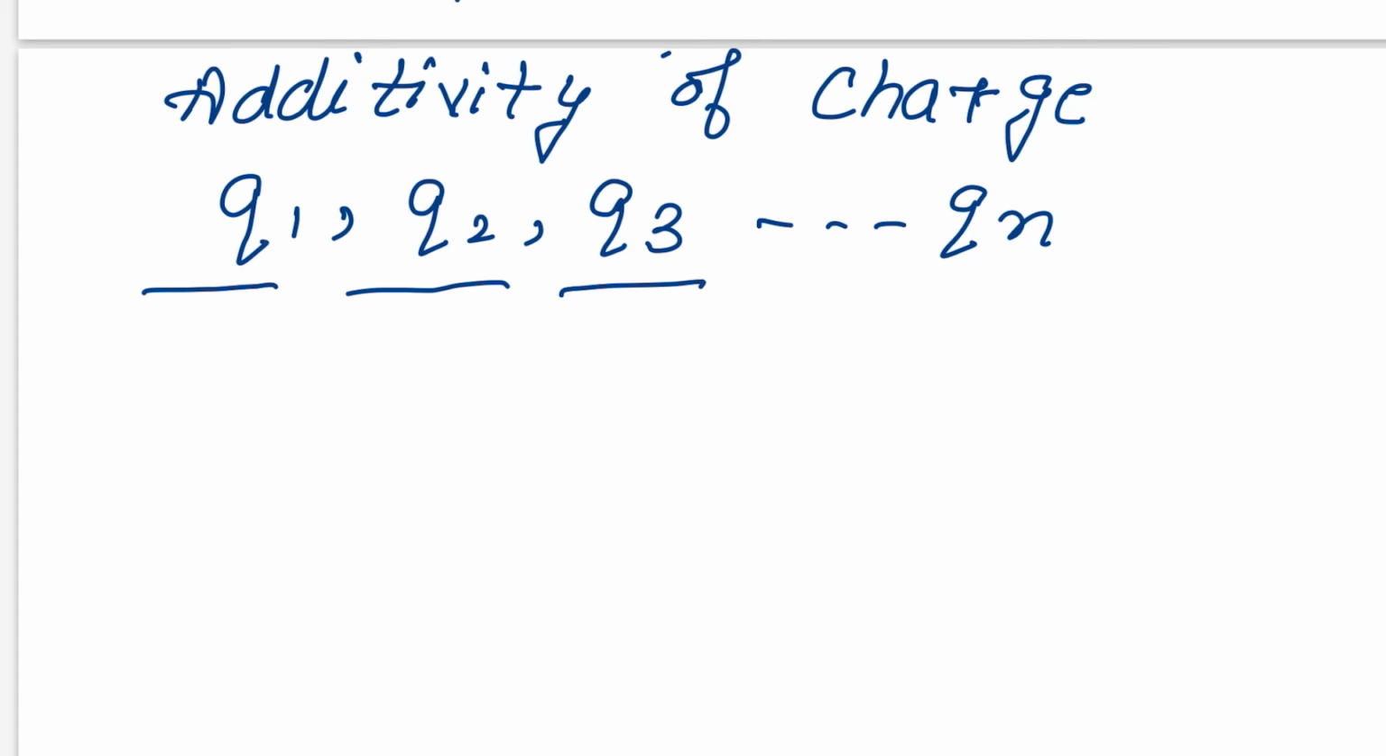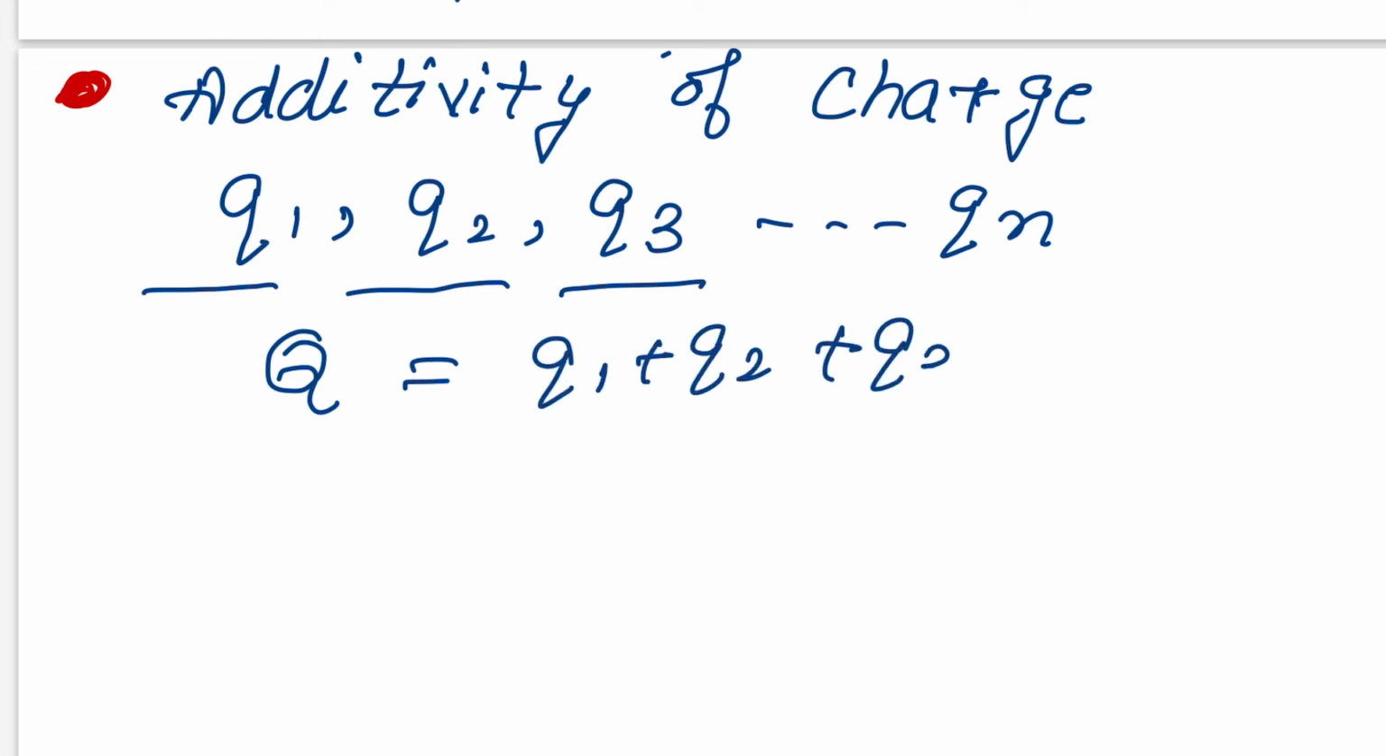And we know that the charge is additive in nature. This is important, that charge is additive in nature. So the total charge will be given as Q1 plus Q2 plus Q3 up to Qn in addition, right? So the total charge will be the sum of all these charges, right?